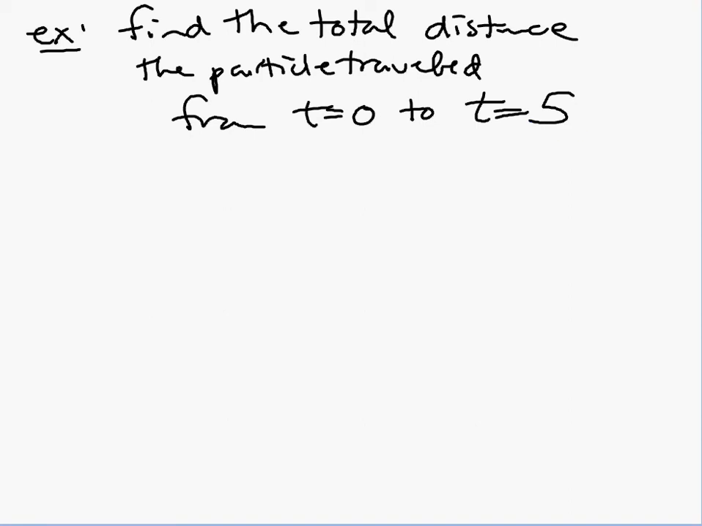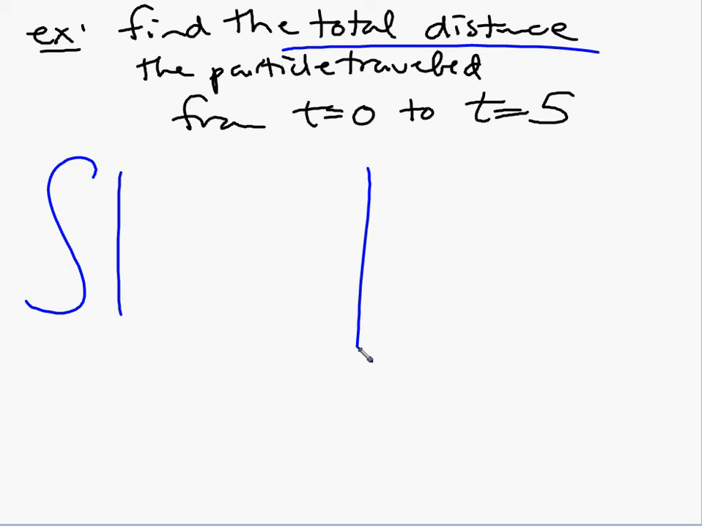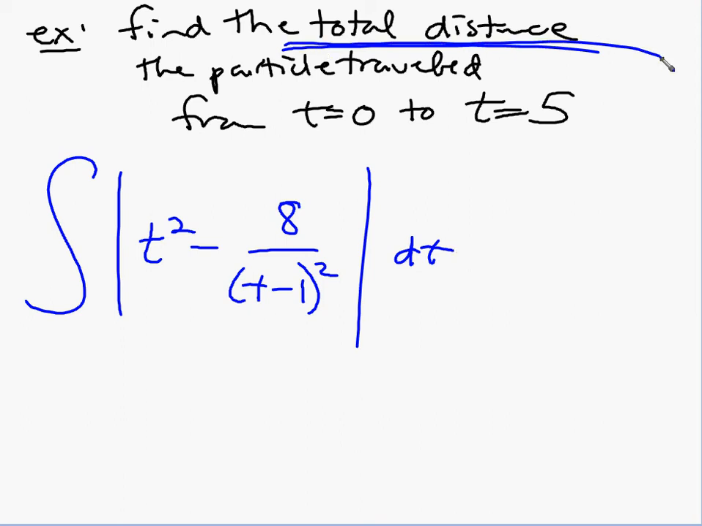Well, if they ask you to find the total distance the particle traveled, then I am going to integrate the absolute value of that function. And that's what changes. You have to pay attention to whether it's asking you for its location or whether it's asking for the total distance. If it asks for total distance from t equals 0 to t equals 5, you integrate from 0 to 5 the absolute value.